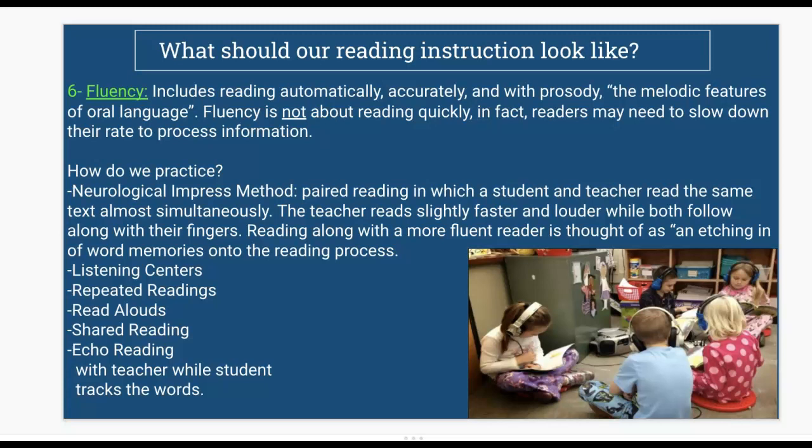One method that is particularly interesting to me, that is new for me, neurological impress method, when the teacher and student read the same text almost simultaneously, but the teacher is reading slightly faster and louder, so that she is etching that fluency, that process into the mind of her student. And they, of course, need to follow along with their eyes and their fingers, and it needs to be repeated several times, but I have used this and found it to be quite effective. Early childhood teachers, look how well y'all are doing by incorporating all of these methods that are multisensory and involve the child so well.